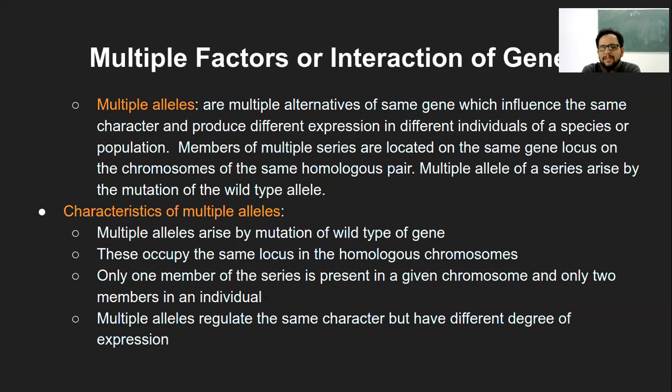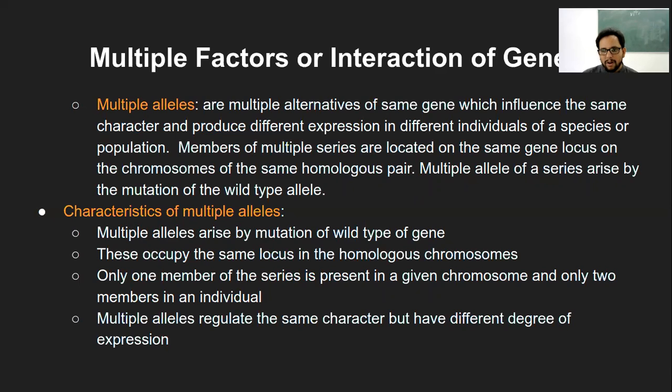There will always be slight differences amongst individuals, and the reason is that there are quite a few permutation combinations due to the multiple alleles. Then the members of these multiple series are located on the same gene. Very important criteria. Ideally we assume that alleles, if they are in multiple copies, can be located on different chromosomes, but in this case the members of this multiple allele series are located on the same gene locus.